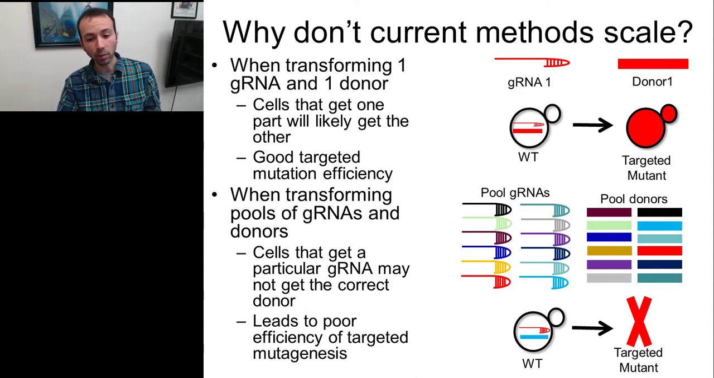But now imagine you have a pool of guide RNAs and a pool of donors, so each guide has a unique donor associated with it. Just because a cell gets one guide, it may not actually get the proper donor with it. Because of that, your frequency of getting the proper mutation you want is very, very low. So how do you prevent the uncoupling between the guide RNA and the donor during transfection? Well, the answer is rather simple. Why not try to fuse them together?